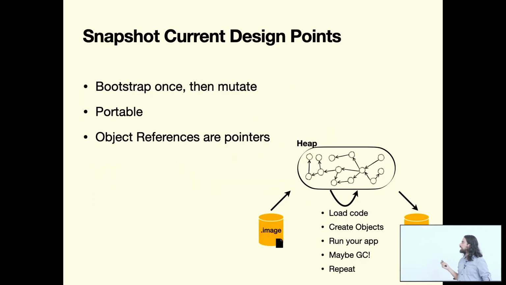And this is designed right now based on a couple of points. These images are created once, they are bootstrapped once, and then we mutate them. Once the first image is created, we generate one of them in each continuous integration run. And then you take it, you load it with the virtual machine, and then you work on that, and then you save it. You reload it, and you work. This work can be loading code, creating objects, running your application, maybe running the GC, and then repeat this process. So this is what we do all the time.